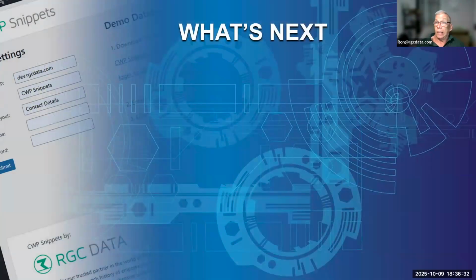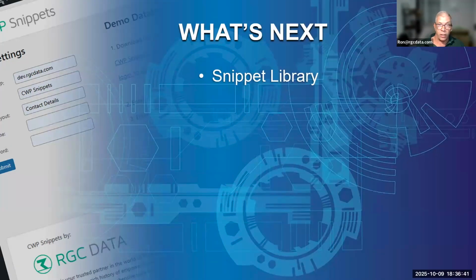All right, so this slide is about what's next for CWPSnippets. One exciting thing that we have on the horizon is a snippet library. What we're working on is a number of snippets like the upload endpoint, the Stripe endpoint. We've got about, I think, half a dozen or 10 or so that we're working on of pre-written snippets that are going to be available on our website for people to just download and import into their own website using CWPSnippets, because CWPSnippets has the import capability to import snippets.